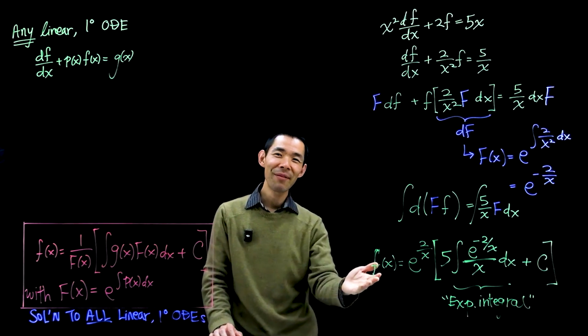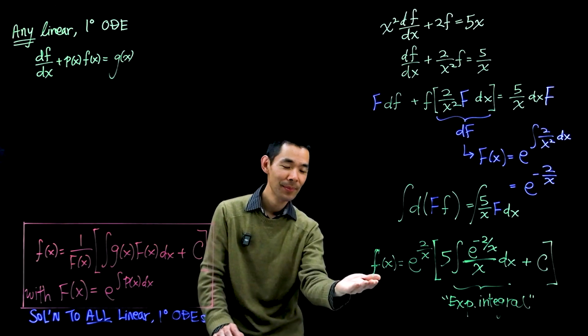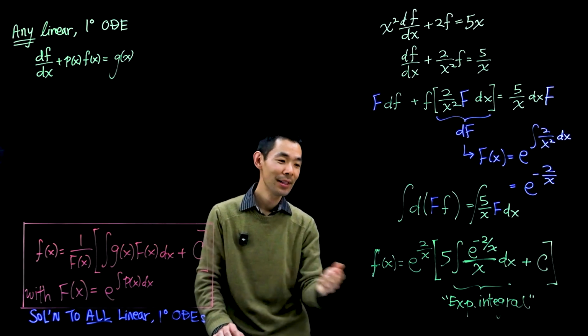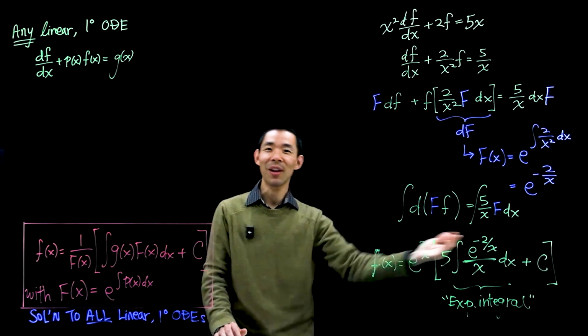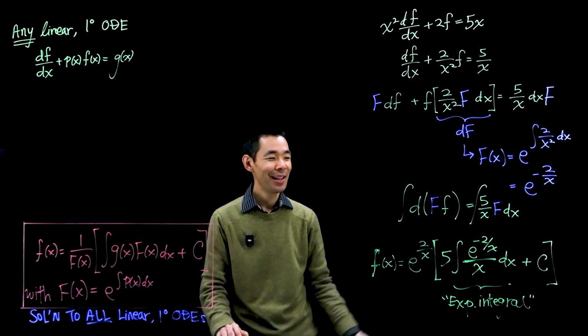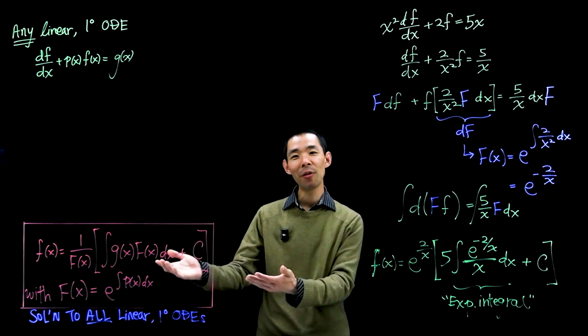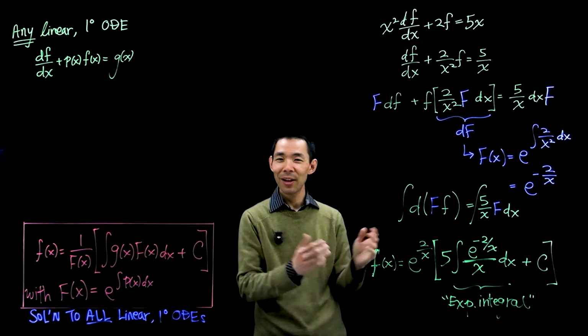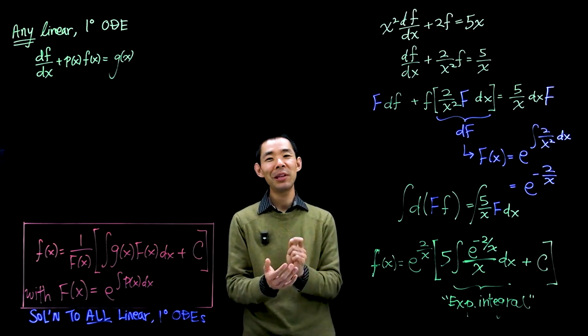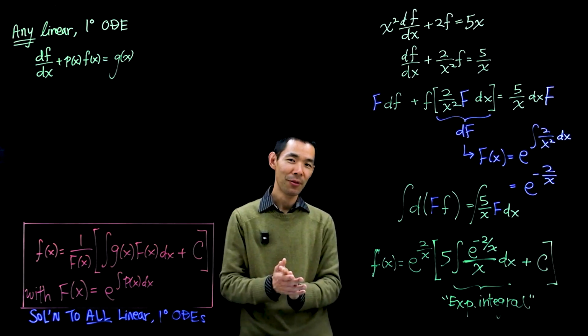Good. So there we have it. We have our solution f of x, which is the function you want, equal to the stuff on the right-hand side. Of course, we have a constant of integration c, and we just follow the procedure, and it's pretty easy. First-order linear ODEs are pretty easy to solve.